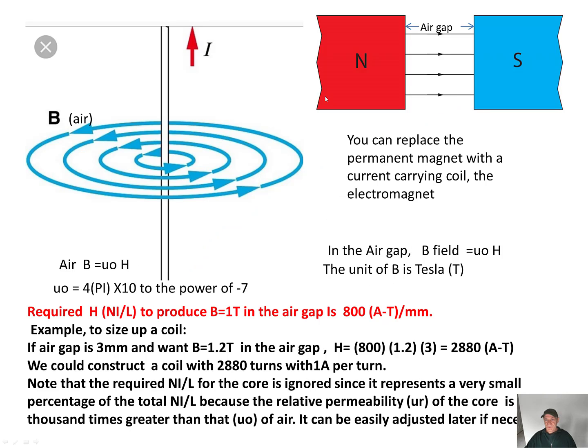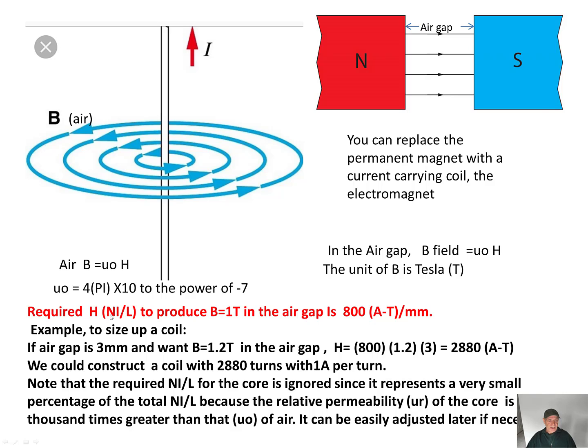Okay, so you can replace that. There's an example of air: you can produce a flux density between two magnets. You can also replace the permanent magnet with a current carrying coil, which is an electromagnet. In the air gap, the B field equals mu naught H. The unit of B is the Tesla, T.